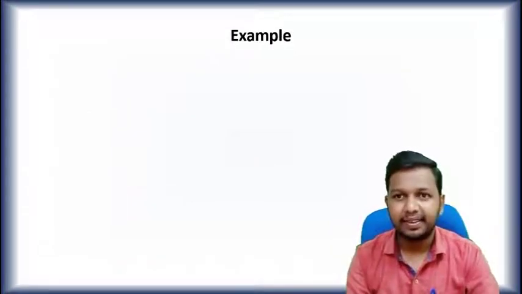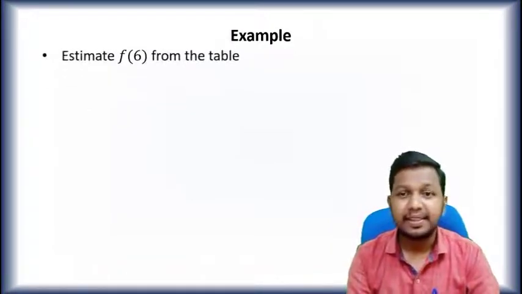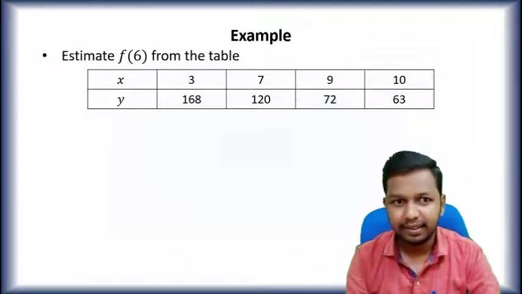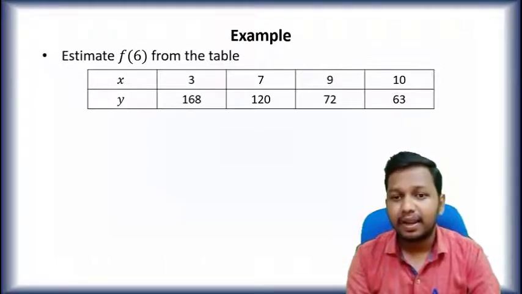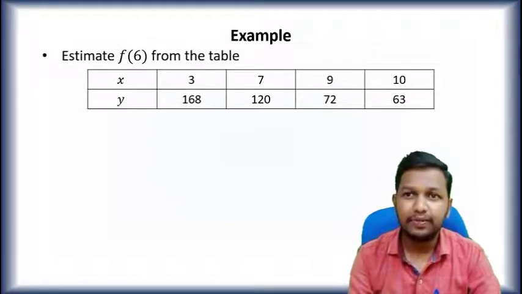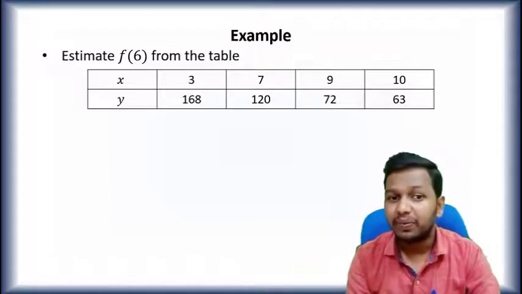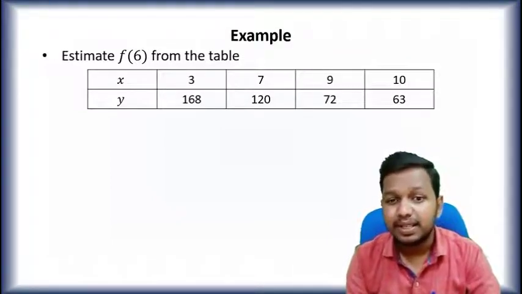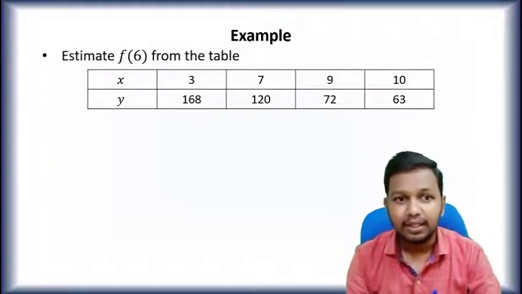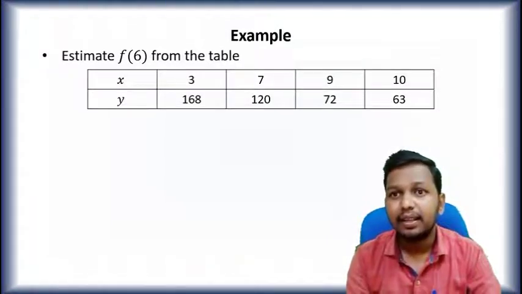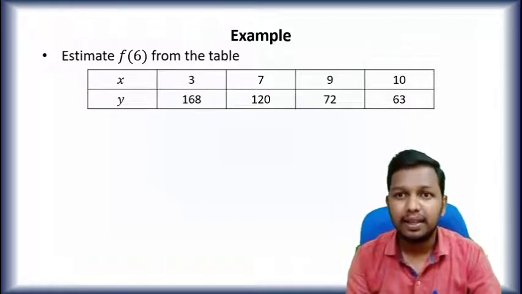Let's see one example. Estimate f of 6 from the table. The table is like this: x is 3, 7, 9, 10. The corresponding functional values y are 168, 120, 72 and 63. Observe the values of the argument, that is the values of x: 3, 7, 9, 10. They are not equally spaced.